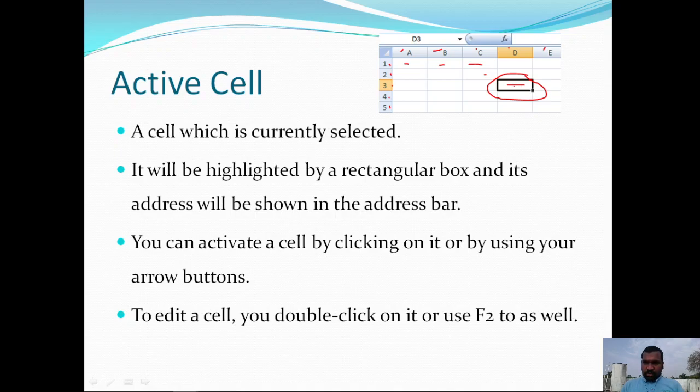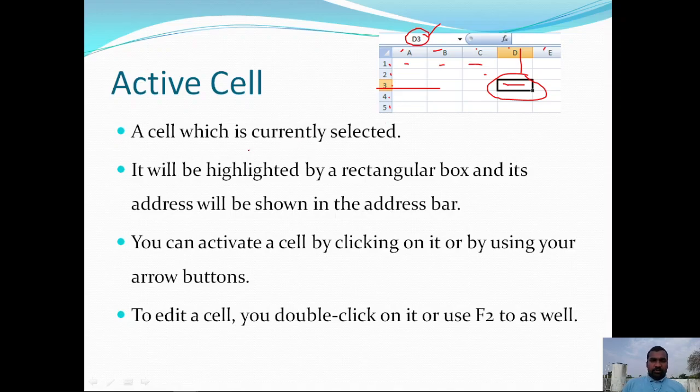So how do we know which cell is highlighted? With the help of the mouse left button, if you press on any cell, then that particular cell becomes an active cell. The active cell address is identified with the help of the column name and row number. So this is the address D3. Now D3 is the active cell.